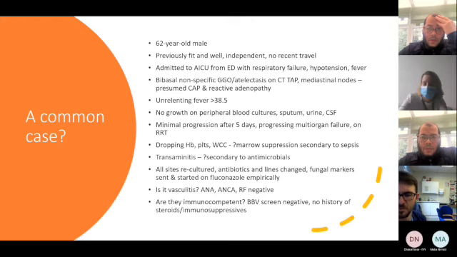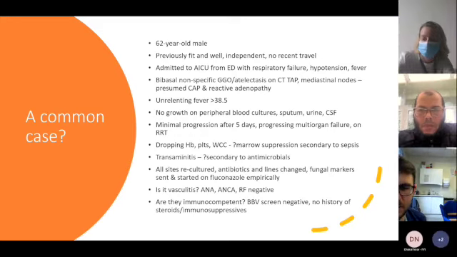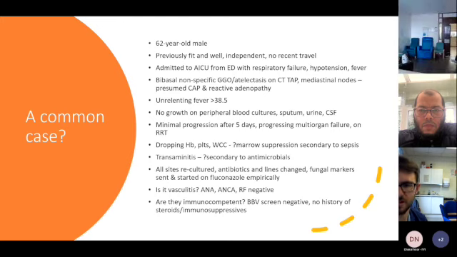So the case I'm talking about here is based on some things you've seen or I've seen over time. It's not a particular person, but a mix of features that seem quite common. So a middle-aged sort of man, relatively well, independent, not travelled anywhere, admitted to ITU with respiratory failure, hypotension, fever.